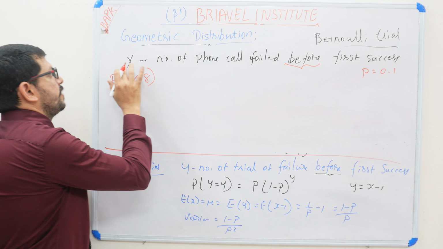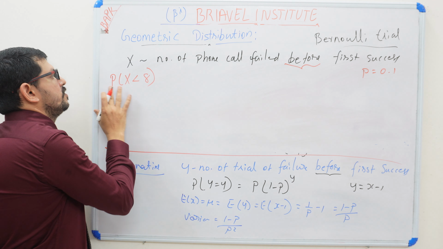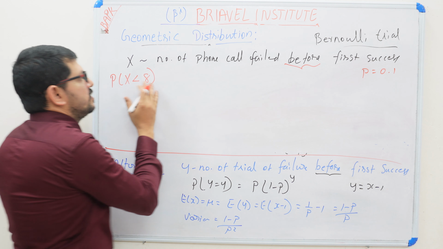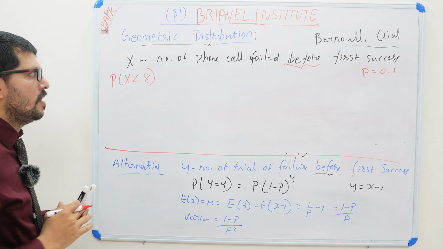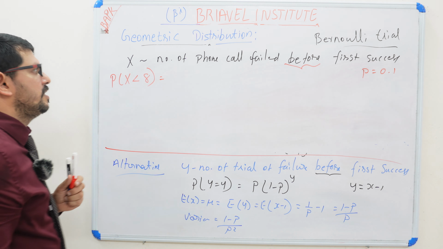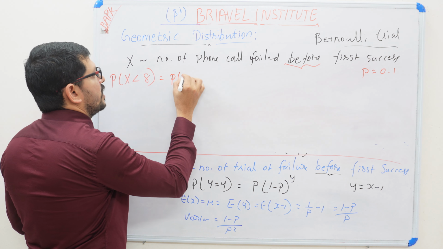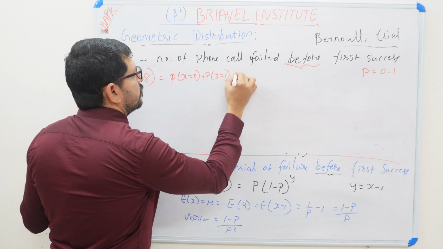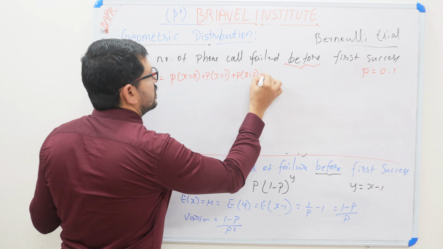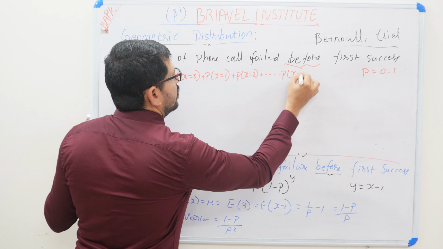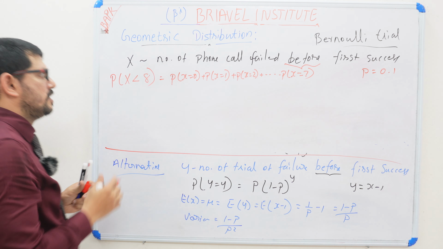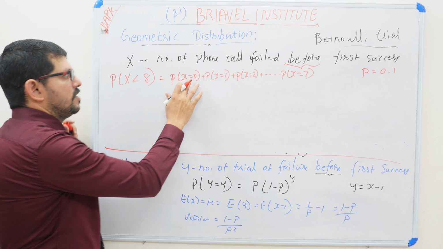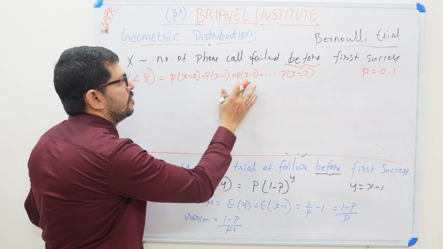So X means number of failures. So the number of failures is less than 8. What is the probability of X less than 8? What is the meaning of probability of X less than 8? It is the probability of X is equal to 0 plus probability of X is equal to 1 plus probability of X is equal to 2 up to probability of X is equal to 7.